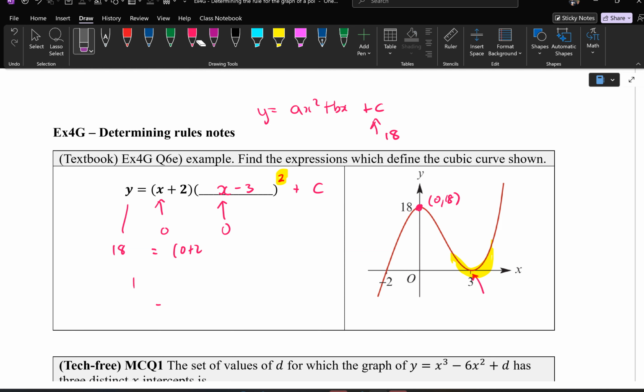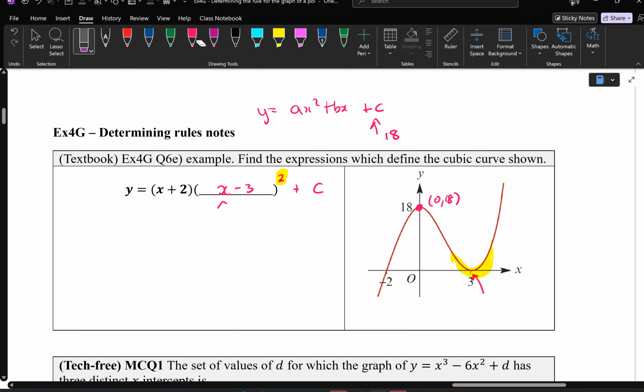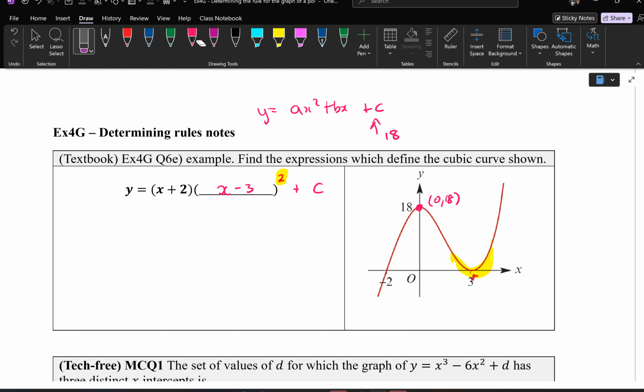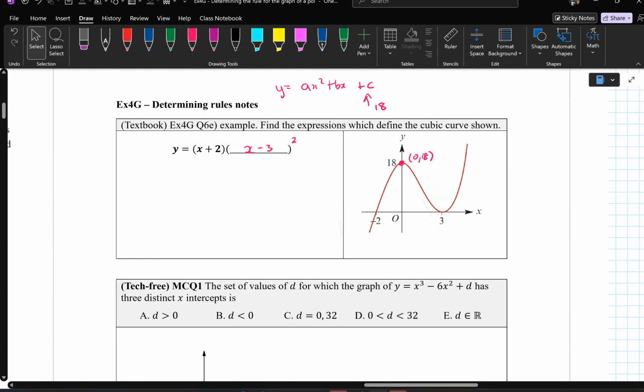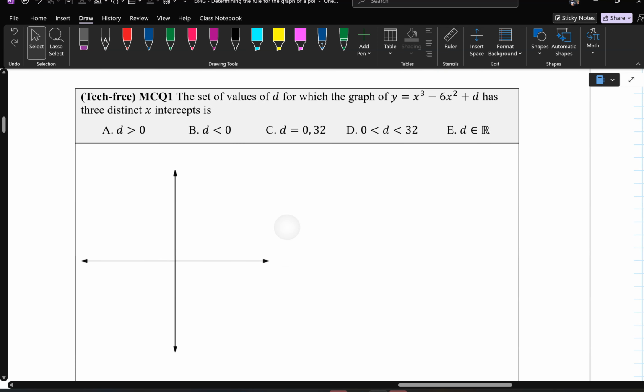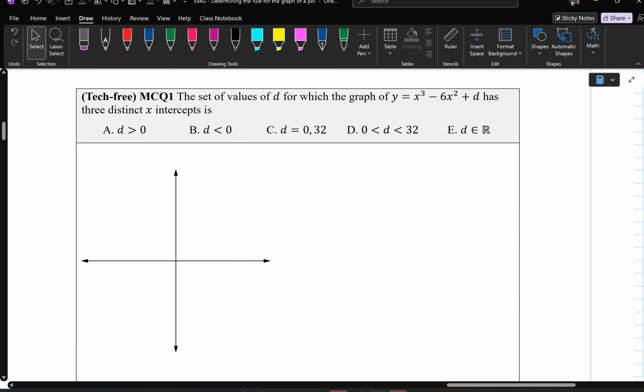So our equation is already done by simply knowing axis intercepts and the properties from last session. So it should just be x plus 2 times x minus 3 all squared. Cool? Next one. Now this one is a typical exam question.